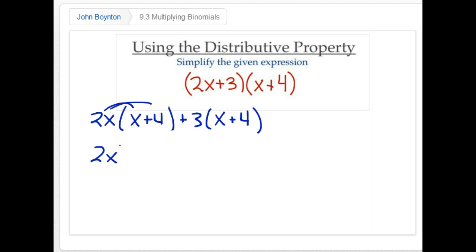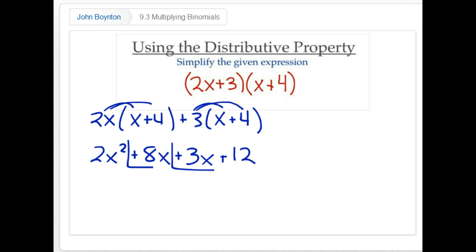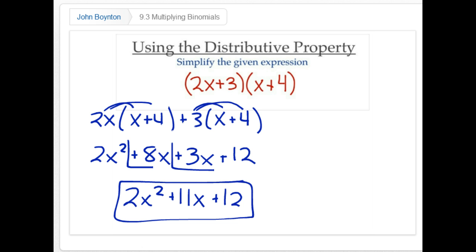2x times x would be 2x squared. 2x times 4 would make 8x. We do the same thing over here. 3 times x is 3x, and 3 times 4 is 12. Now once you've done that, you need to combine your like terms. So these are my like terms, and these are separate from everything. They're constant and squared. So I would have 2x squared, and then 8x plus 3x makes 11x, and then 12 just stays 12. So that's how you use the distributive property.